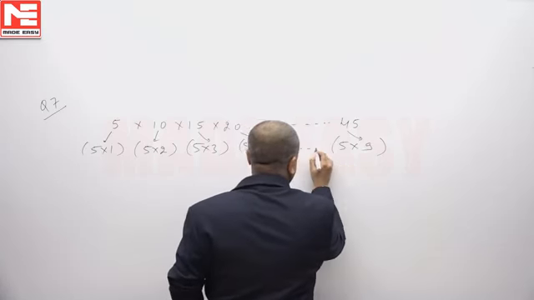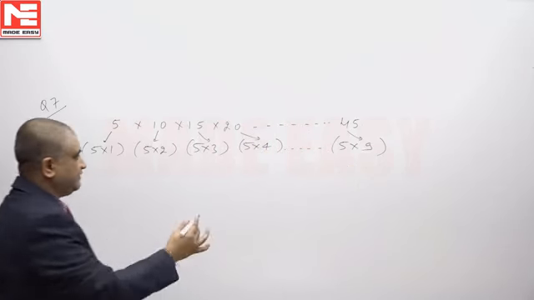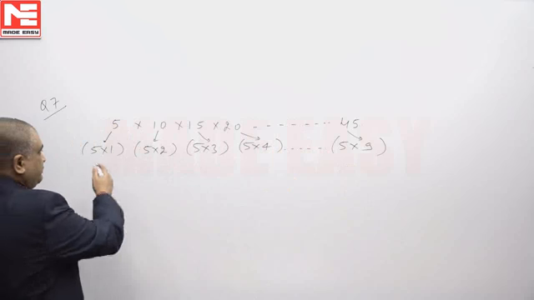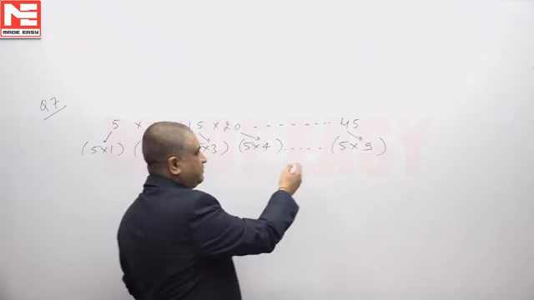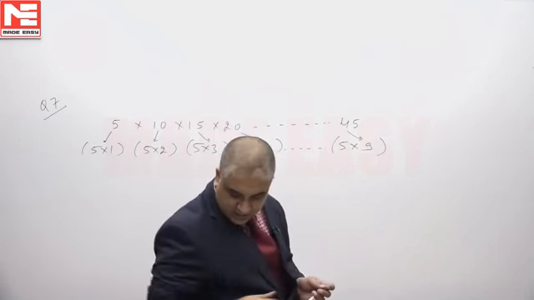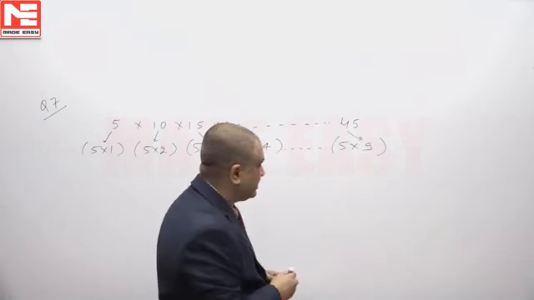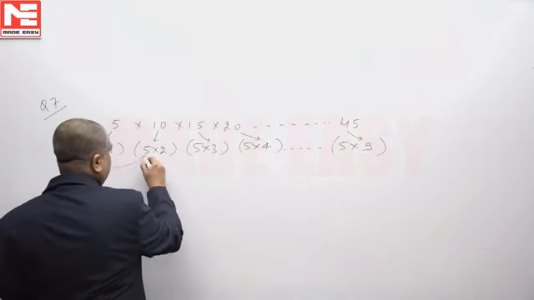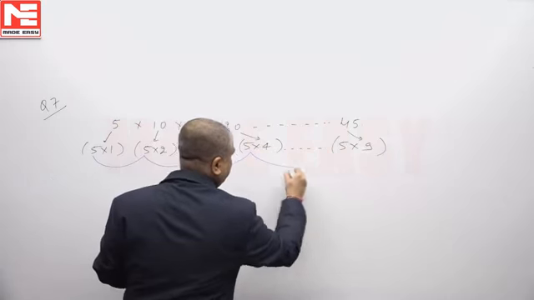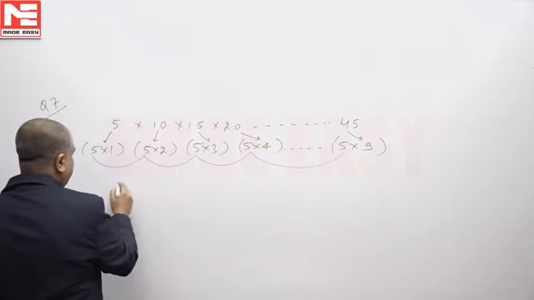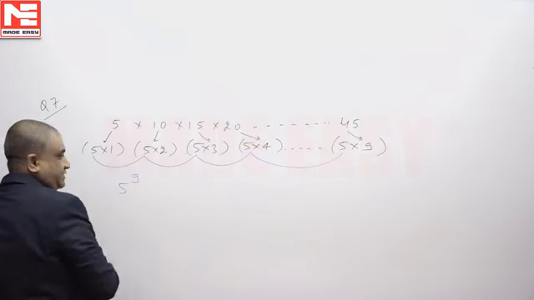So what we have here is 5 into 1, 5 into 2, 5 into 3, 5 into 4 and 5 into 9. Let's see how many 5's are coming. So we have 5 into 5 into 5 into 5 into 5. How many times is it going to be? It's going to be 9 times.